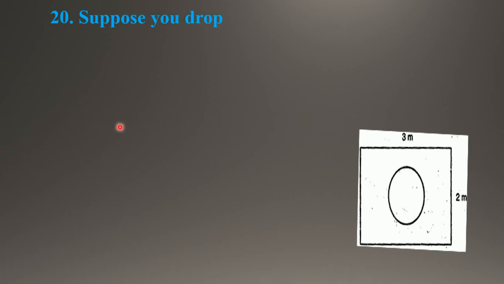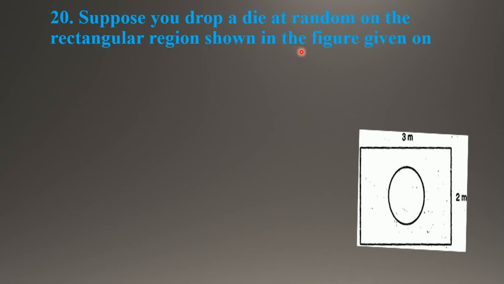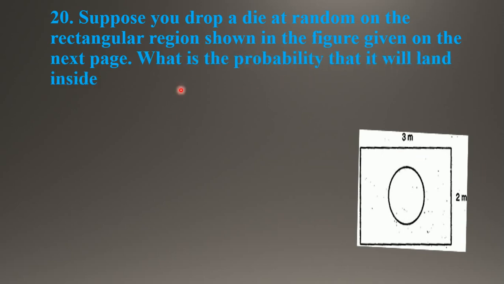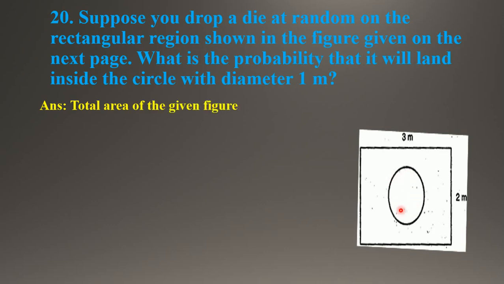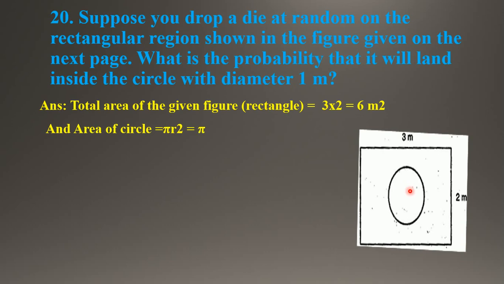Now come to question number 20. Suppose you drop a die at random on the rectangular region shown in the figure given on the next page. What is the probability that it will land inside the circle with diameter 1 meter? So this area is our favorable area. If the die drops in it, we win the match, so we have to find this probability.